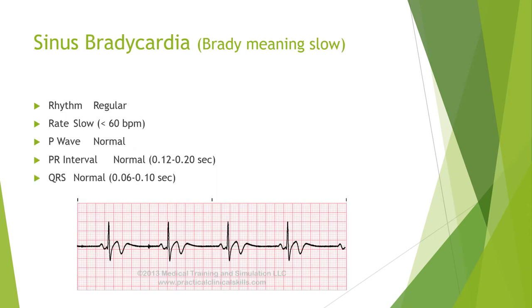Sinus bradycardia, sinus meaning it's generating in the SA node or sinoatrial node. Brady means slow and cardia means heart. So it starts in the SA node, but it's a slow heart. These rates are usually 40 to 60 beats per minute. It's usually regular. The P wave is normal. The QRS is less than 3 boxes. It's just slow.